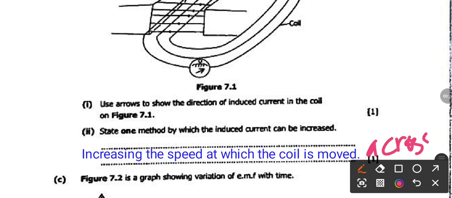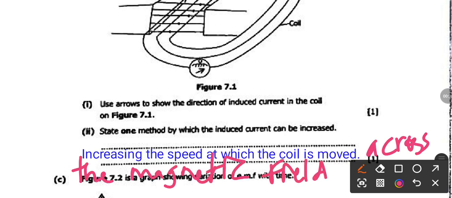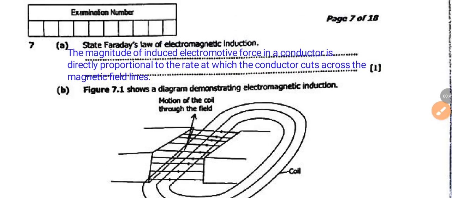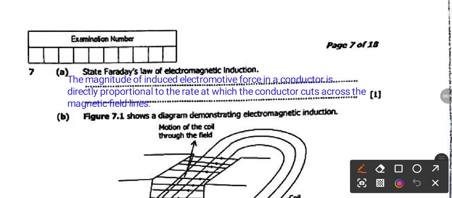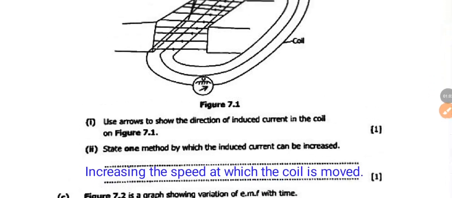Here I didn't finish. We should also include the word across the magnetic field. So if the speed at which the coil is moved across the magnetic field is increased, remember from Faraday's law of electromagnetic induction, if the rate at which the conductor cuts across the magnetic field lines is increased, then the size of the EMF would also increase. So that is what we do here.